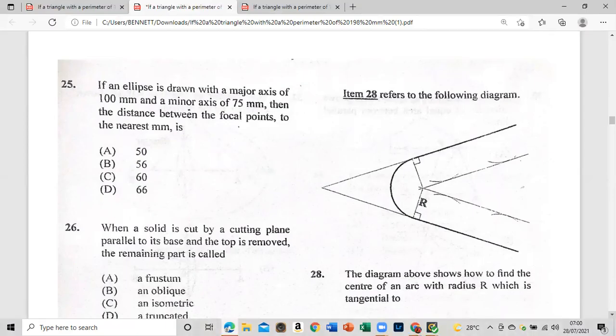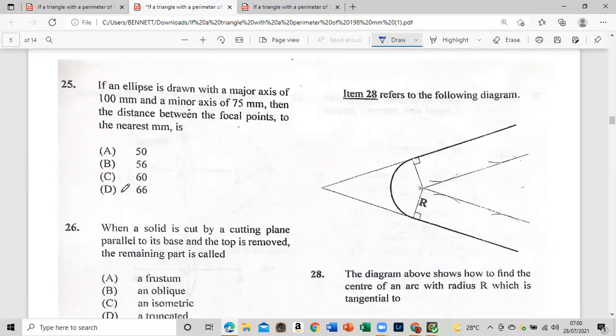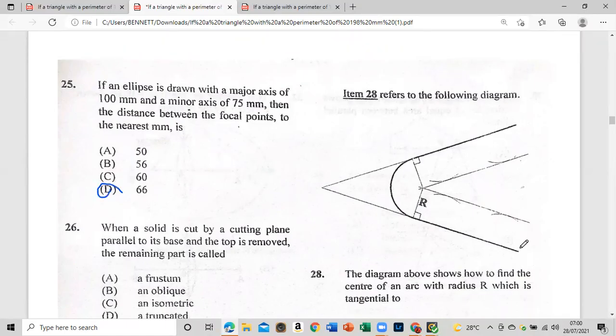All right, so we're on to 25. If an ellipse is drawn with a major axis of 100 millimeter and a minor axis of 75 millimeter, then the distance between the focal points to the nearest millimeter is 66. You guys just go and research. Oh, you got 66, all right?